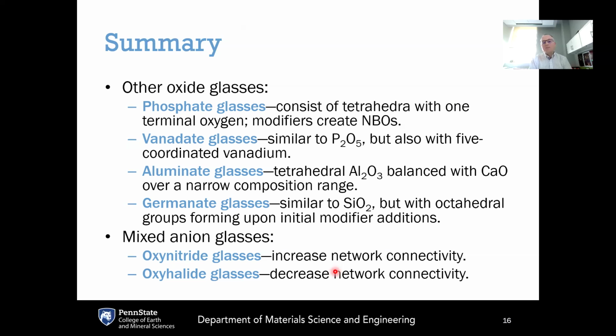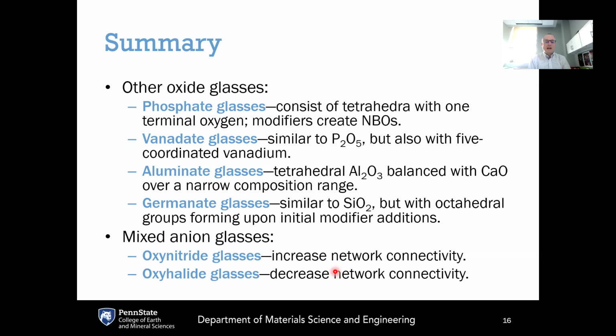Aluminate glasses have some interesting mechanical properties if you get just the right ratio of alumina and calcium oxide. However, they are quite prone to crystallization and they are difficult to form because of their very steep viscosity curve. Germanate glasses are quite useful as optical glasses. Their structure is similar to that of silica, but they give a higher refractive index because of the larger size. And the difference is when you start to add modifiers, some octahedral germanate units can form. So this gives us a germanate anomaly, which is kind of analogous to the Boron anomaly.